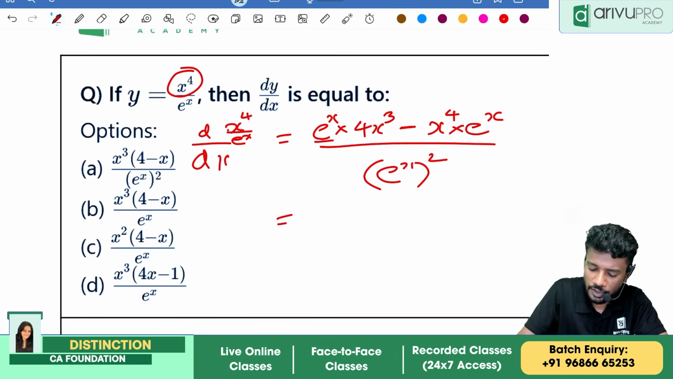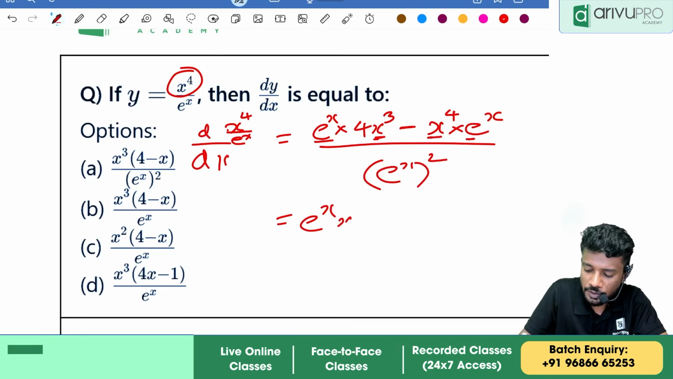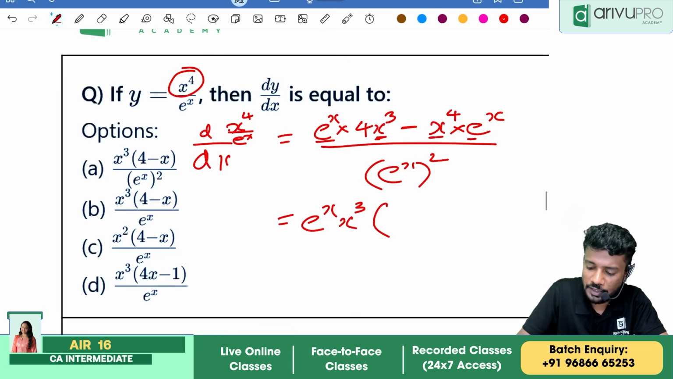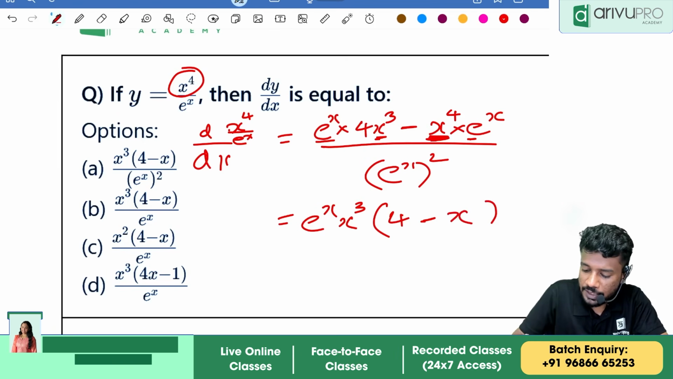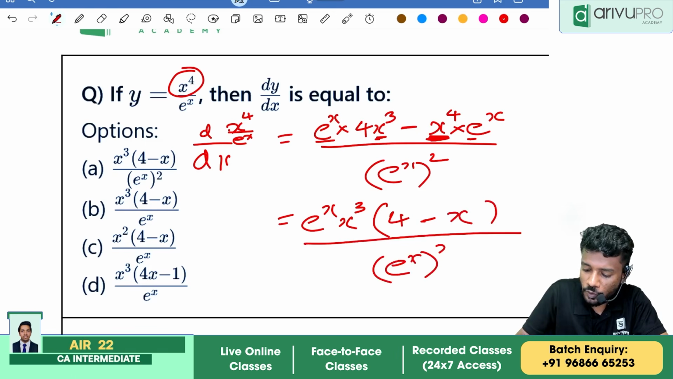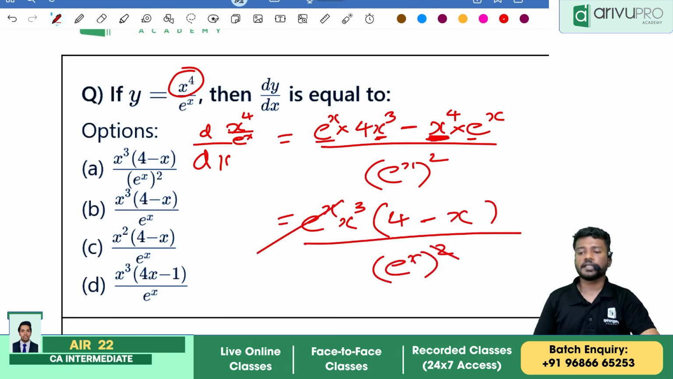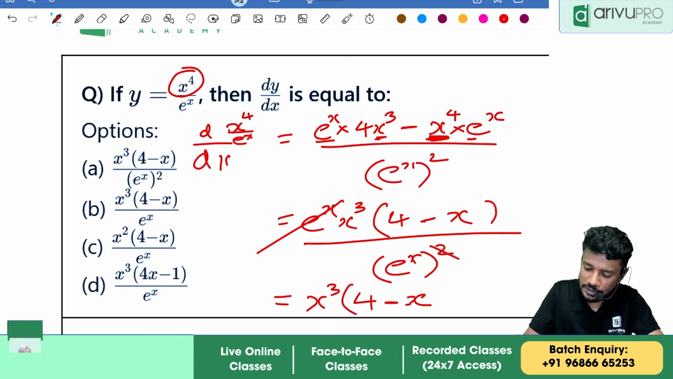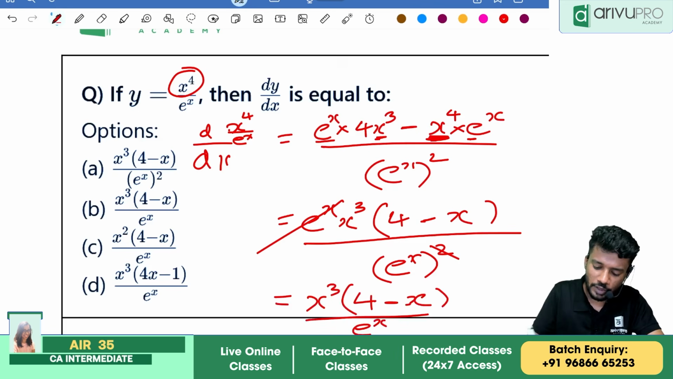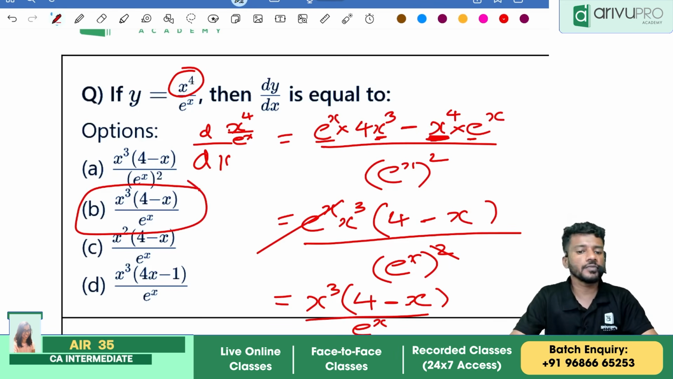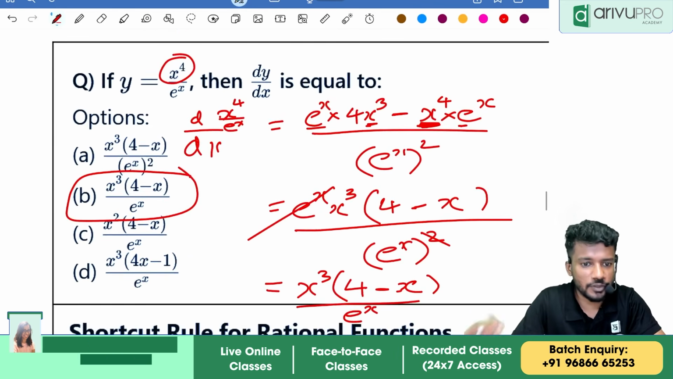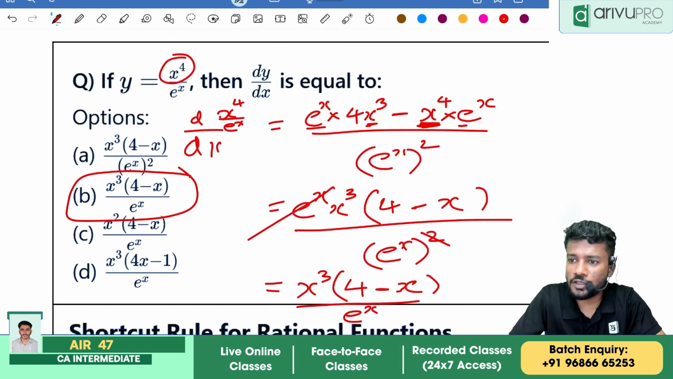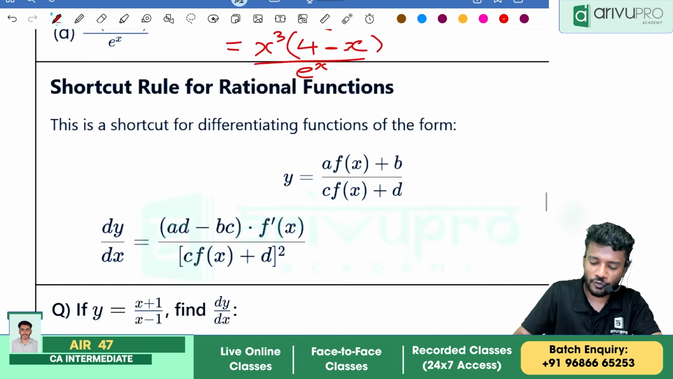Now what is common in everything? e power x is common. Then what else is common? x cube is common. Then what is remaining in the first term? 4. Minus, what is remaining in the second term? x. The entire thing divided by e power x the whole square. Can I cancel one of the e power x? That means what is remaining? x cube into 4 minus x divided by e power x. What is the answer? Option B. Everyone got the answer? You understood product rule? You understood this quotient rule? Yes. Next one, we are going for one of the shortcuts.